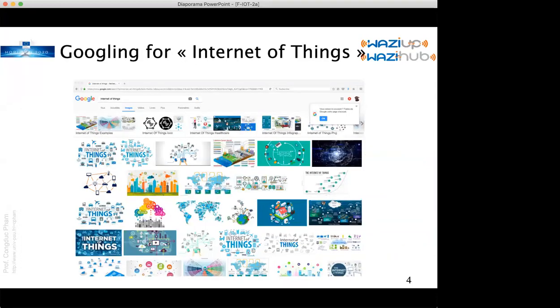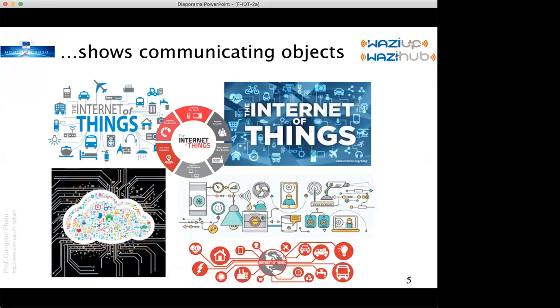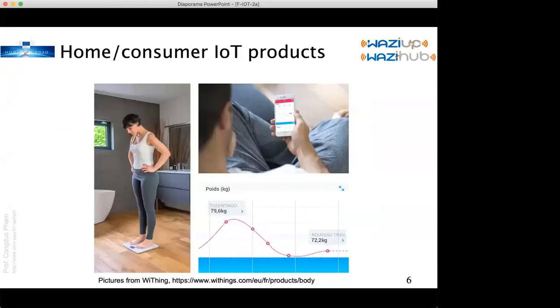So when you're Googling for Internet of Things, you're going to see a lot of communicating devices, a lot of links, a lot of materials. And the most commonly found images are of a lot of things talking to each other, communicating by the so-called internet. The image is that you are adding communication facilities to objects, things that normally don't have communication facilities.